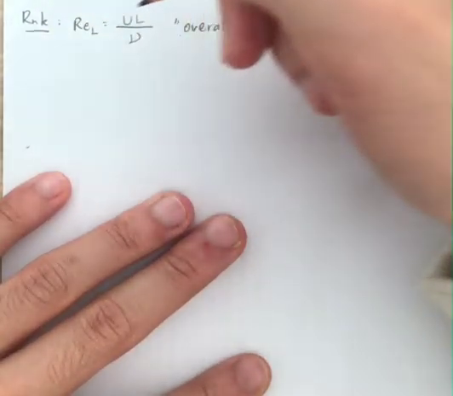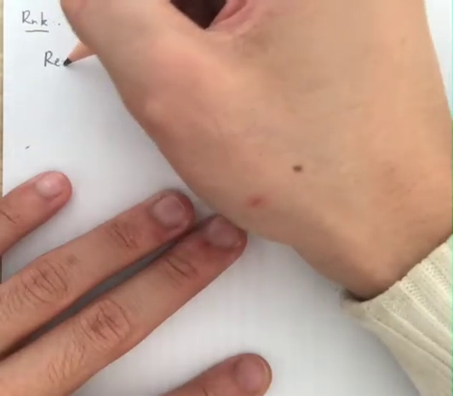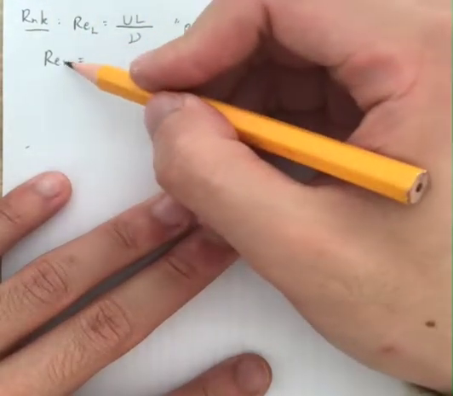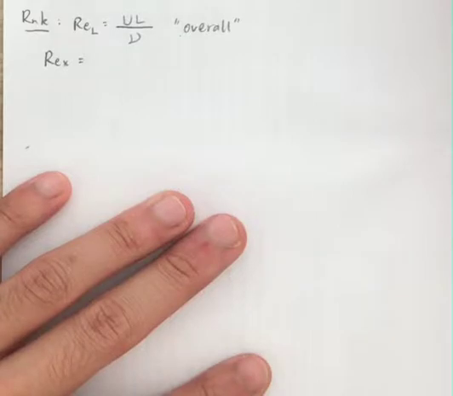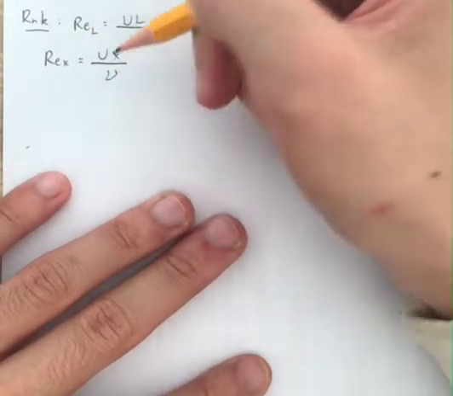But we can also define another kind of Reynolds number. Let's say Reynolds number with an index x. This means our characteristic length here is not L but x. So this thing will be U times x over nu.